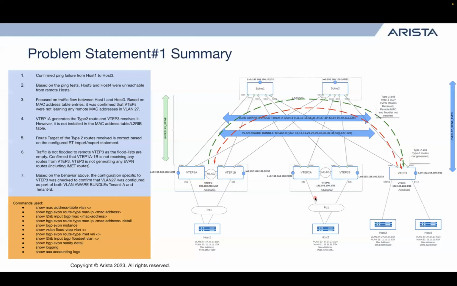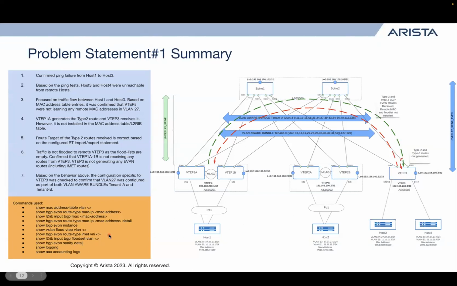Also note that at the start of the troubleshooting, host 1 had host 3's ARP resolved. This is possible if the traffic was working fine until some point, and after the configuration change, the ARP did not time out. Also note that VLAN 127 was missing from the VLAN aware bundle tenant B, which would potentially impact all the traffic towards VLAN 127 on hosts behind VTEP3.